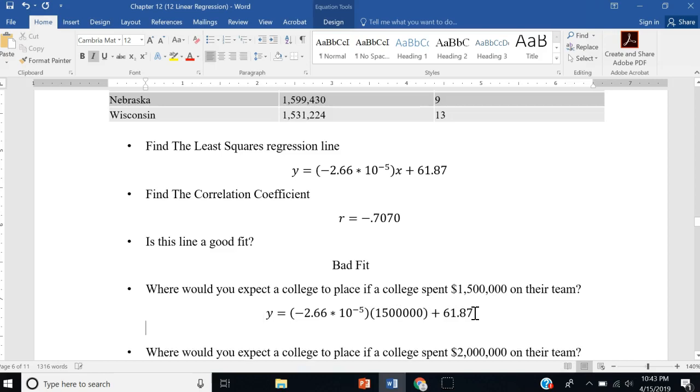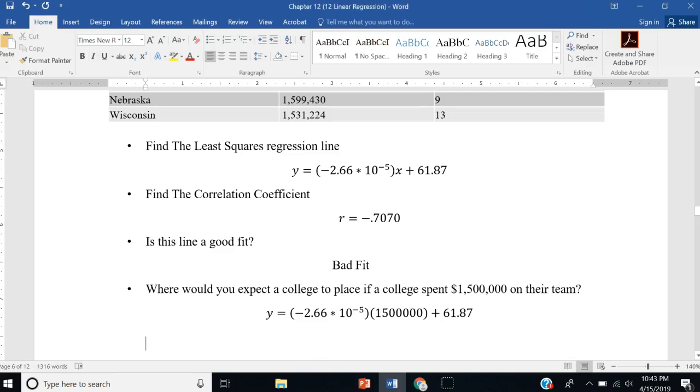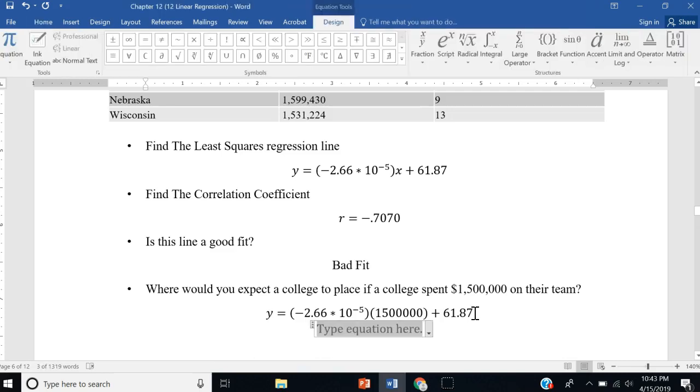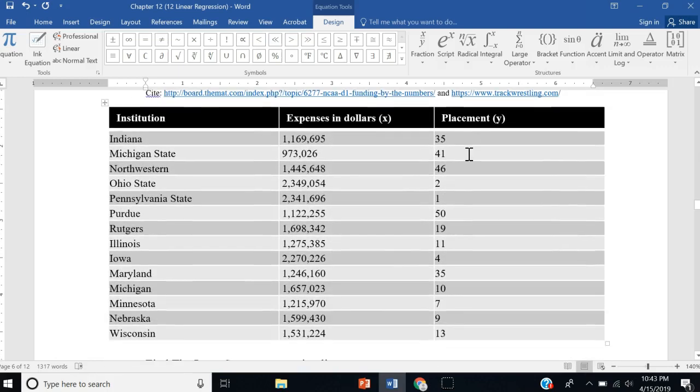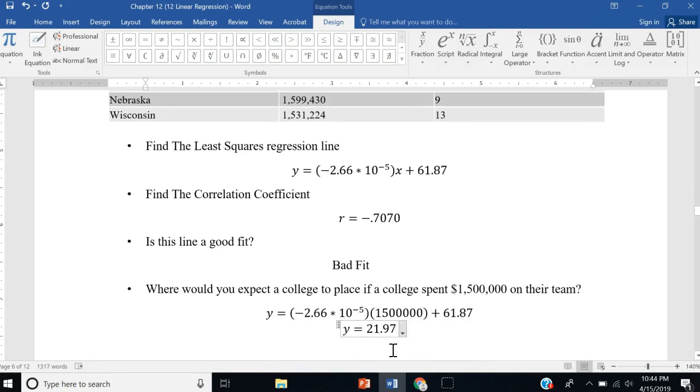When you do that, it's a little bit tricky. Negative 2.66 times 10 to the negative fifth times 1,500,000 plus 61.87. I got 21.97, as long as I type that in right. So I got that y equals 21.97. Now this is placement, remember, the y value. But still, it's perfectly okay. The line is predicting 21.97.